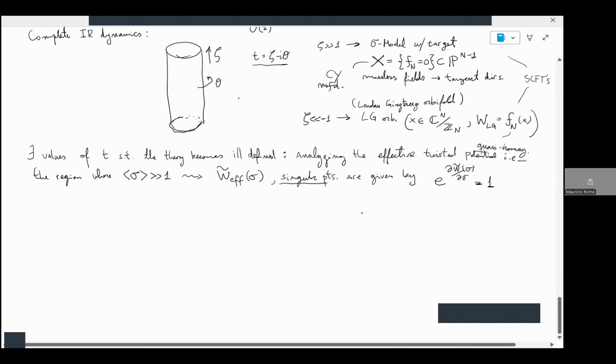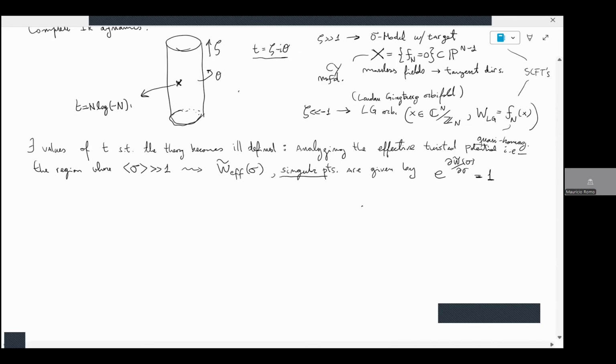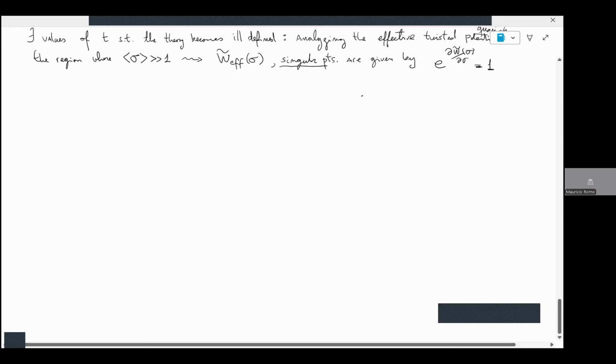So in this example, we're going maybe to talk again about the twisted potentials. I'm not going to write it explicitly, but you can compute it. And in this example, the critical point is going to give you a point here, which I can tell you specifically is t equal to n log of minus n. Okay. Very good. So that's about gauge linear sigma models in general.